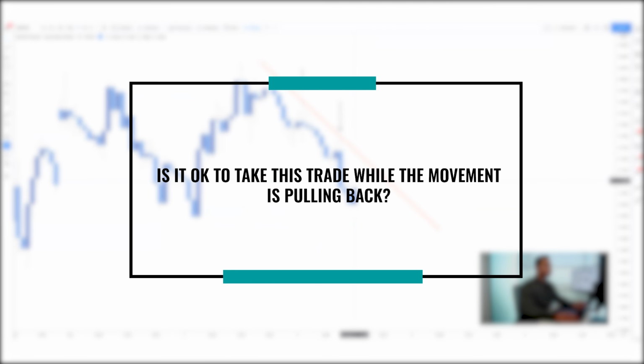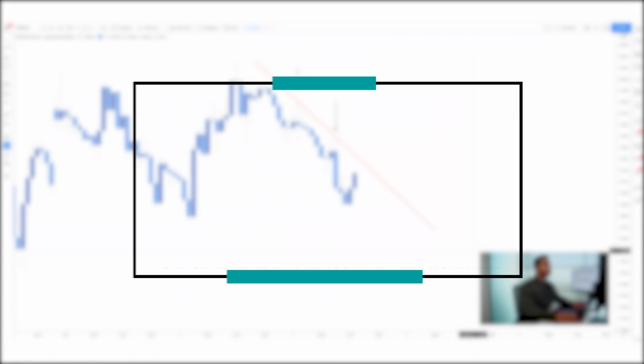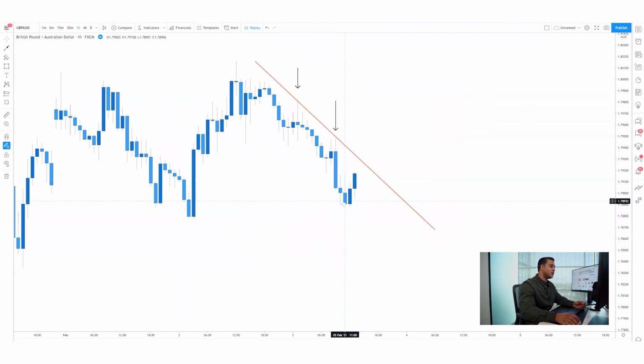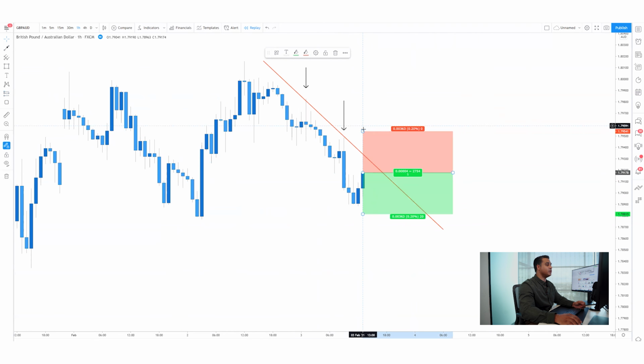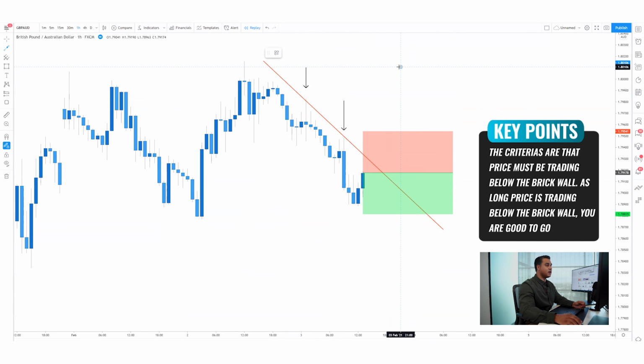Is it okay to take this trade while the move is pulling back? Let's say an example like this, pulling back. It's not a late entry, it's not the best entry, it's more of a middle range entry, if you want to call it that. Is it wrong to take the trade? Well, absolutely not. I mean, theoretically, we probably wouldn't take it with a bullish candle, but what did we say the criterias are? The criterias are that price must be trading below the brick wall.